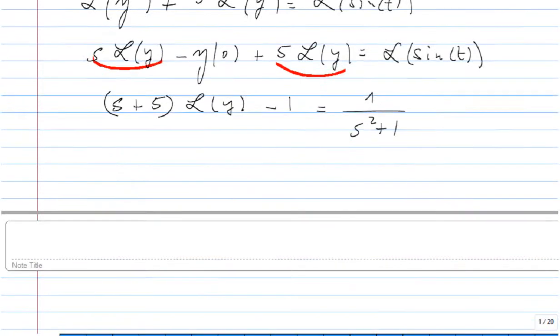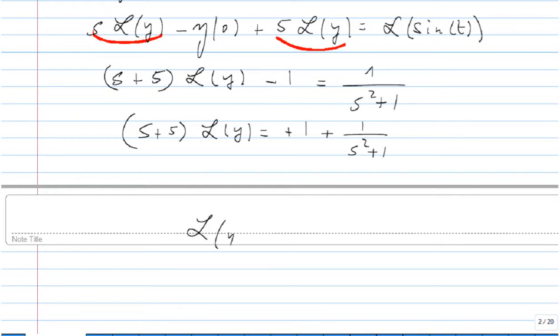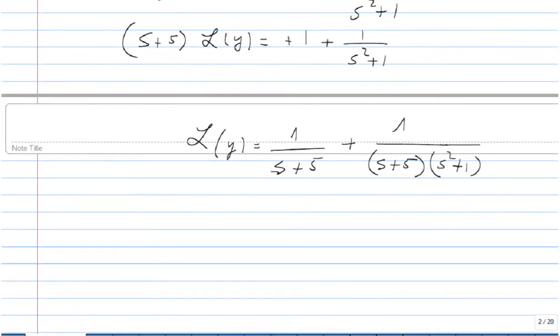So now a little bit of algebra will give us s plus 5 Laplace of y. Let us take minus 1 to the other side, it becomes plus 1 over s squared plus 1, and then divide by s plus 5. So this will give us 1 over s plus 5 plus 1 over s plus 5 times s squared plus 1. So we have two pieces.